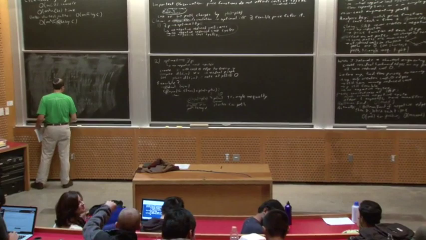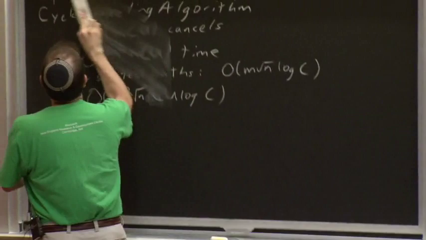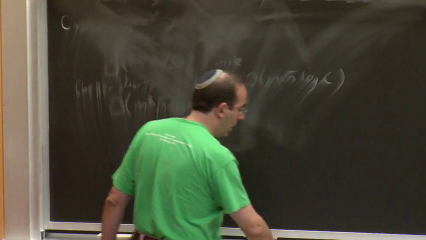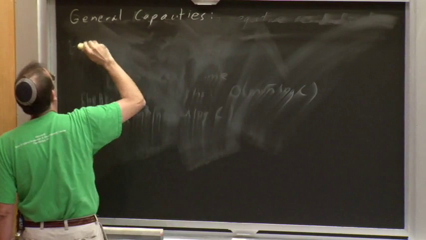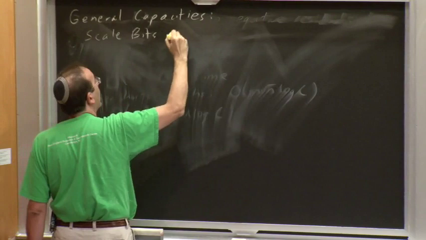So in a sense, we already know how to do scaling. I don't need to tell you, right? We are going to scale in our capacity bits one at a time, right? So for general capacities, we are going to scale the bits in one at a time, right?